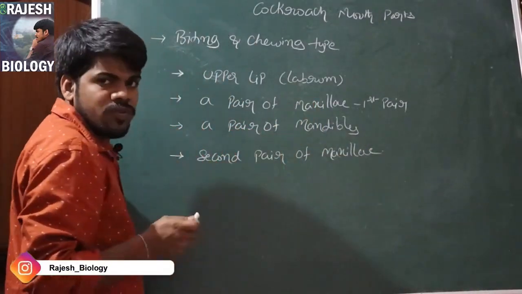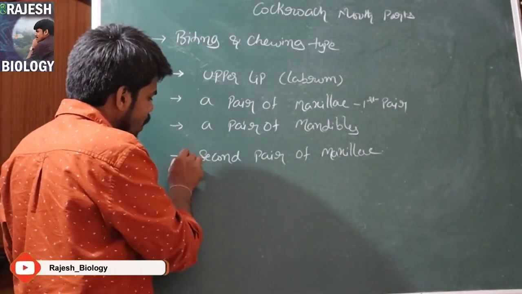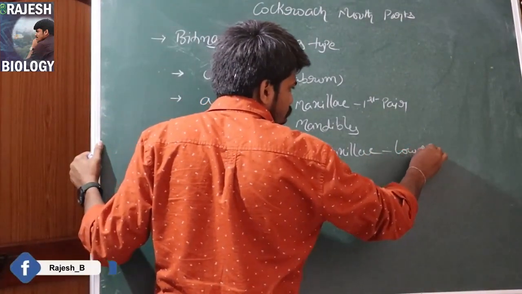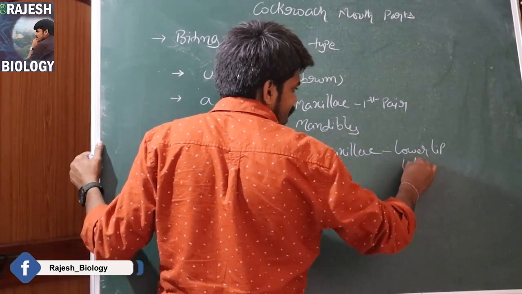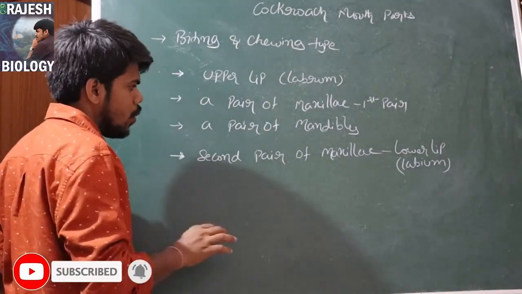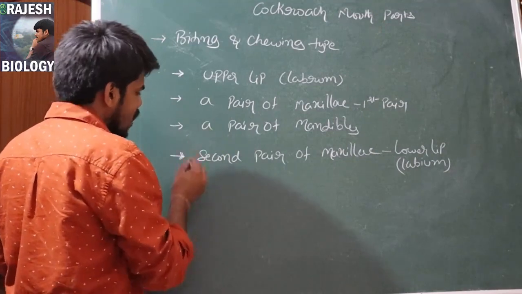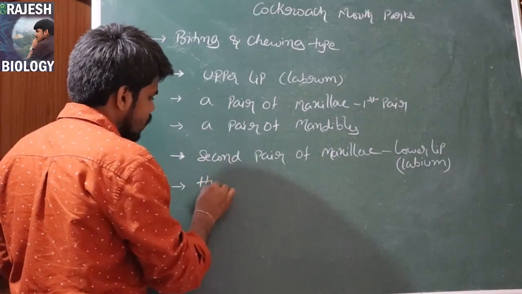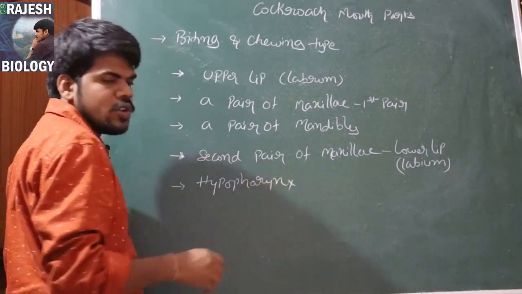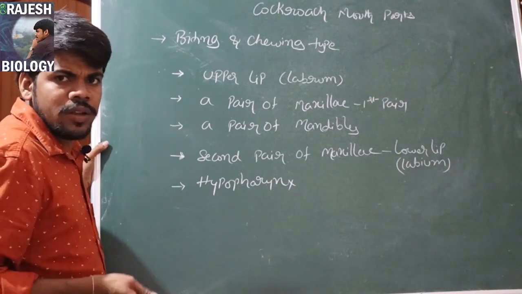The first pair is separated, but the second pair is fused to form the lower lip. It is also called what? Lower lip, called labium. I'll explain each and everything, don't worry about this. First pair maxilla, second pair maxilla, a pair of mandibles, and hypopharynx. It is also called a tongue or a lingua. So these are the parts we are going to discuss.